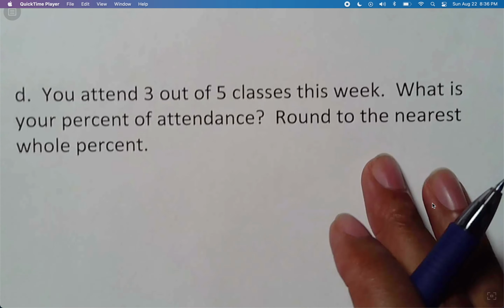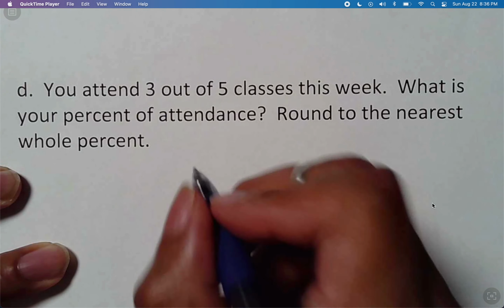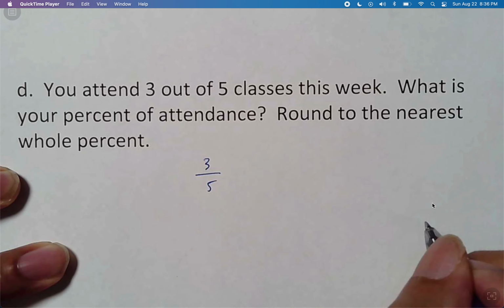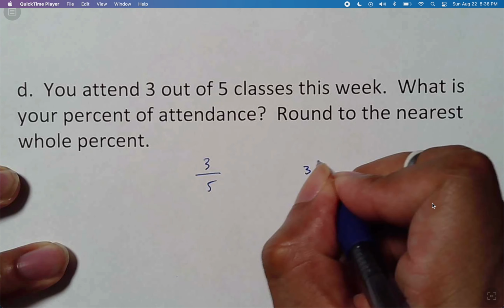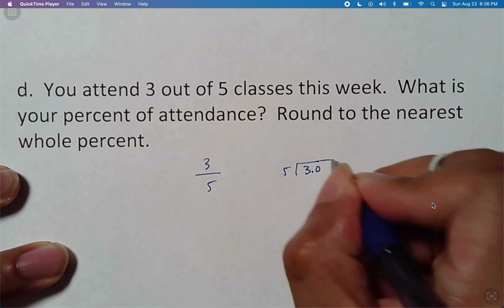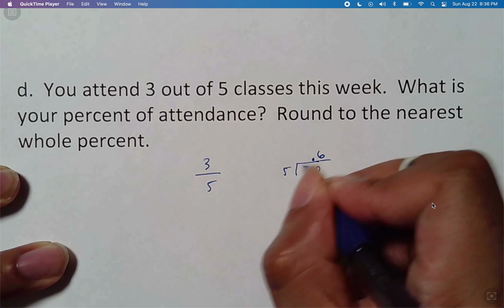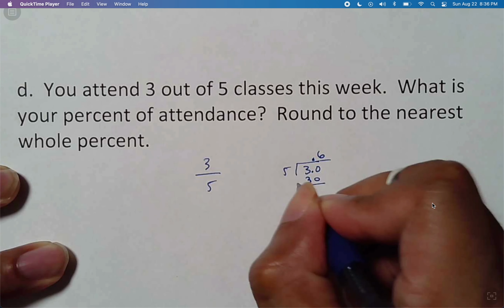You attend 3 out of 5 classes this week. What is your percent of attendance? Round to the nearest whole percent. So again, 3 out of 5, which means we put 3 on the inside, 5 on the outside, decimal 0. 5 does not go into 3, but it does go into 30 6 times. That would be 30, giving us 0.